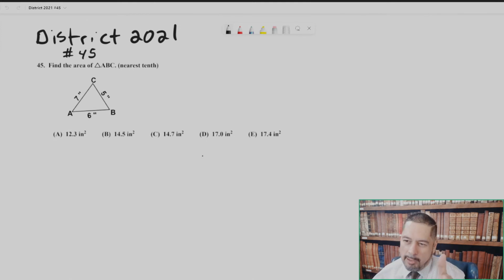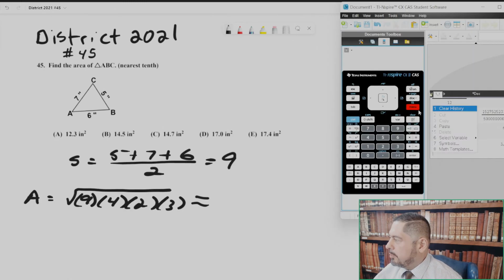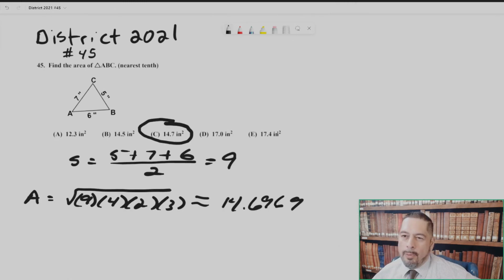I suggest you pause right now. All right, so there goes the work. I hope you understood it. That one's a more basic, straightforward application of Heron's formula.